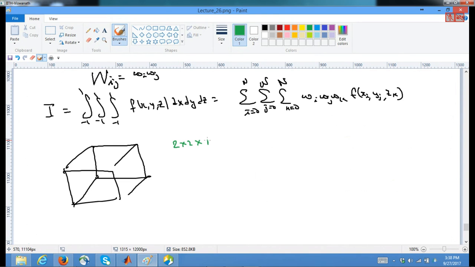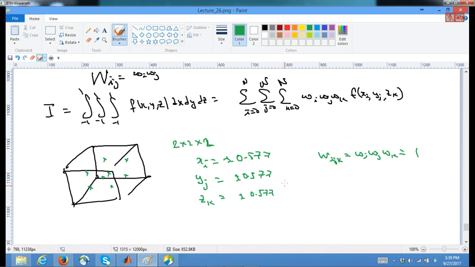Two cross two cross two would be points somewhere here, here, here, with x_i equal to plus or minus 0.577, y_j equal to plus or minus 0.577, z_k equal to plus or minus 0.577, and w_ijk equal to 1 for all cases. Or if I want 1 cross 1 cross 1, then x_i, y_j, z_k are all equal to 0, and w_ijk is equal to 2 into 2 into 2, that is 8. So this is the 1 point, 1 cross 1 cross 1 quadrature scheme, and this is the 2 cross 2 cross 2 integration scheme.